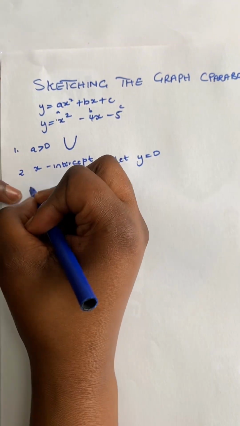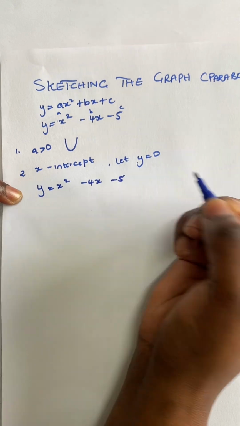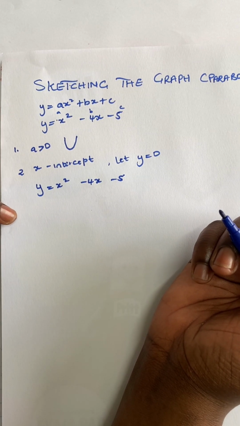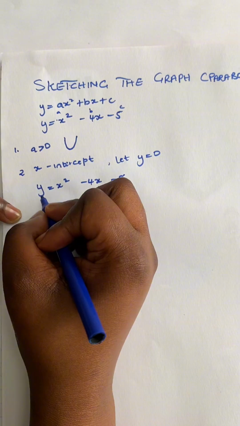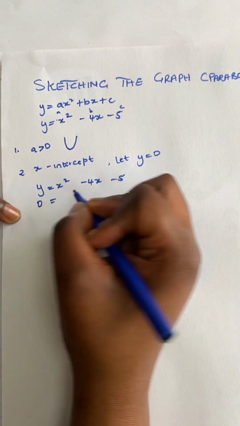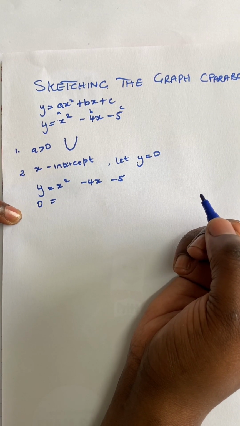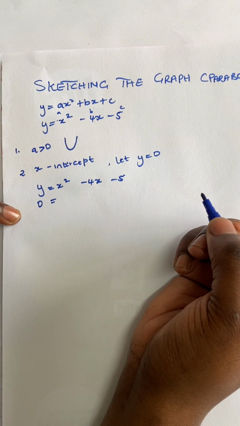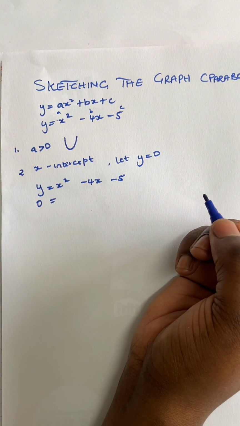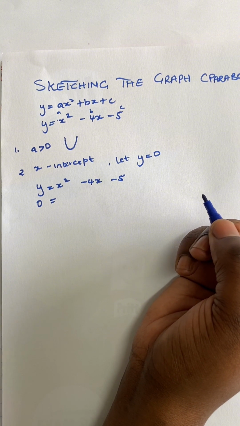So now y is equal to x squared minus 4x minus 5. You're trying to find your x-intercept. That means you let y equal to 0, so it will be like this. 0 is equal to x squared minus 4x minus 5. Remember this is a quadratic, so you have to factorize using the steps of factorization, or if you can't find the factors, you should go ahead and use the quadratic formula.